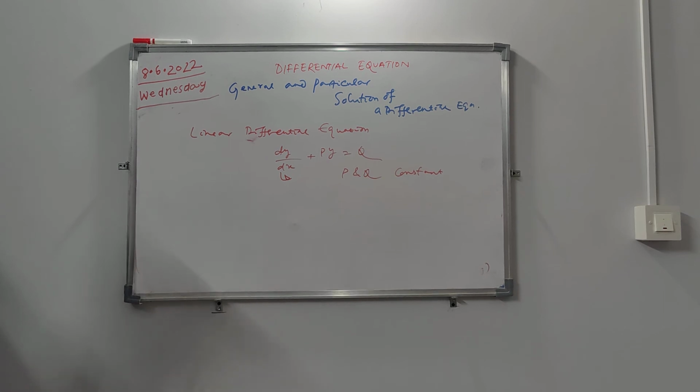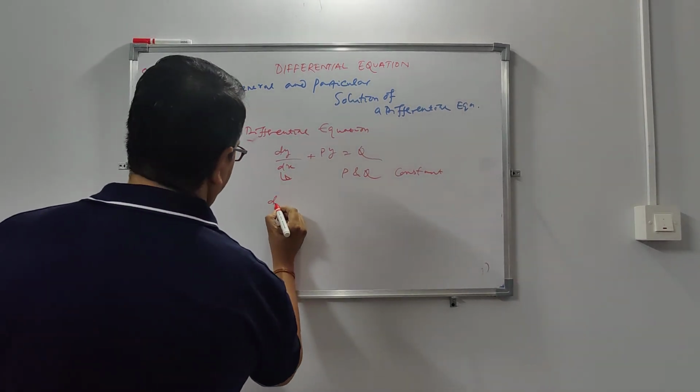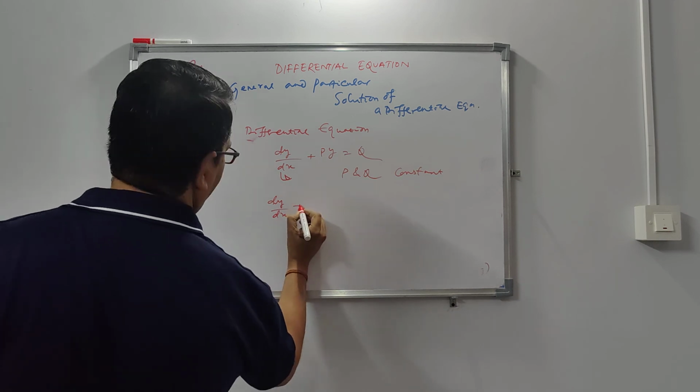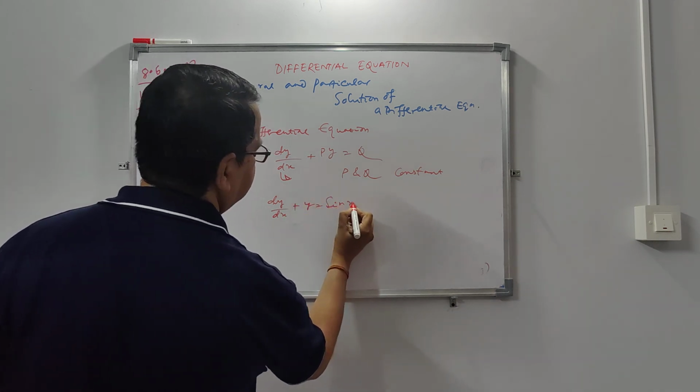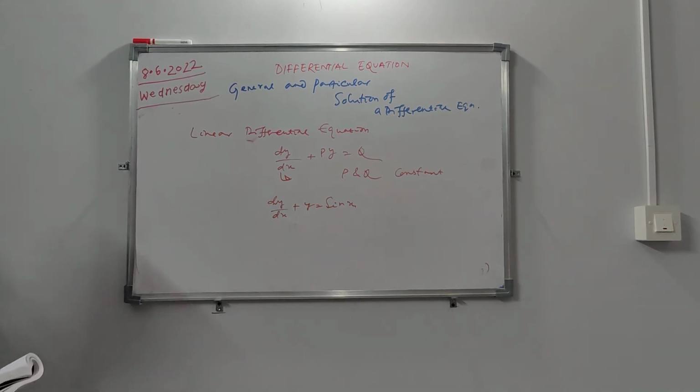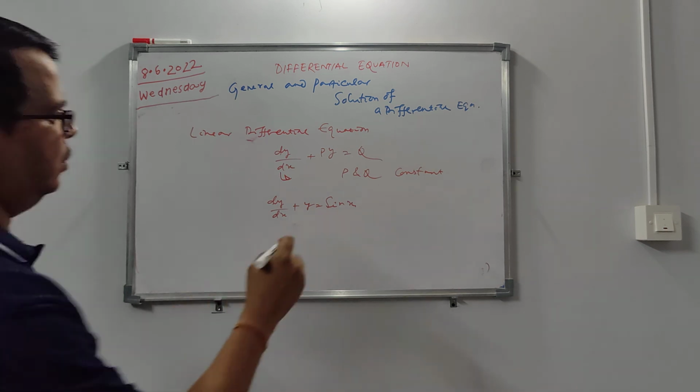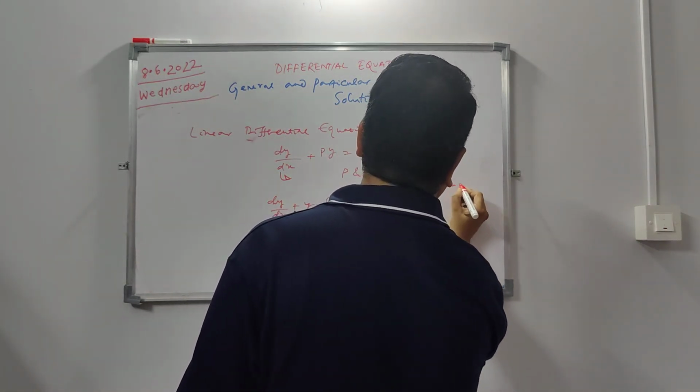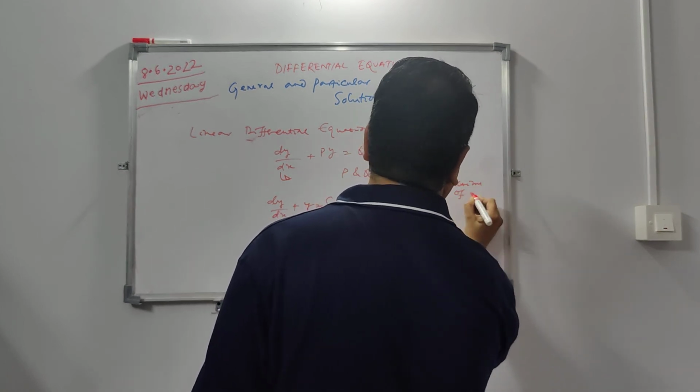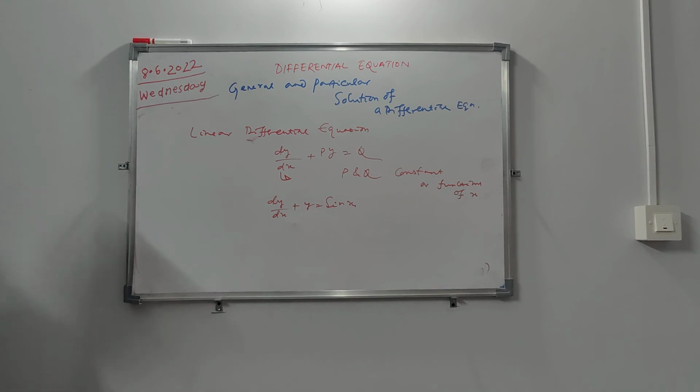Some examples of first order linear differential equations are dy by dx plus y is equal to sin x. This is one example. These are constants or functions of x only. Not only constants, functions of x only. So here it is a function of x. So if p and q are constants or functions of x, then it is a linear differential equation.